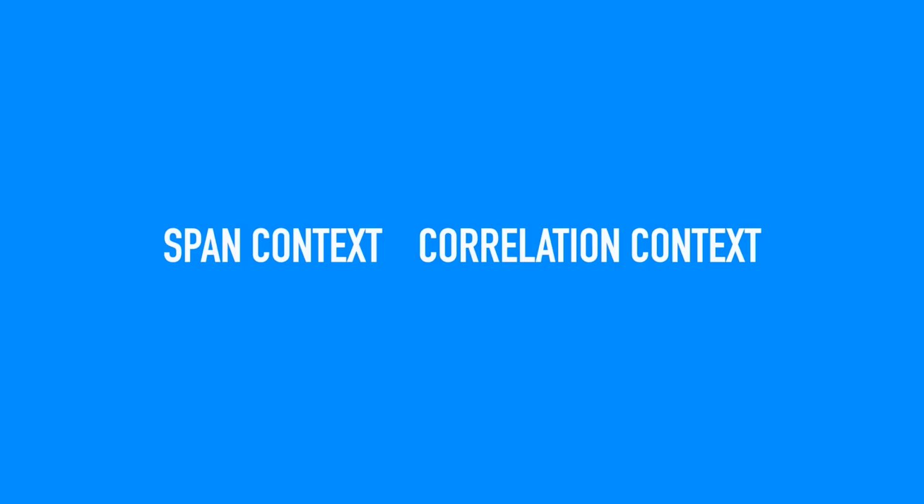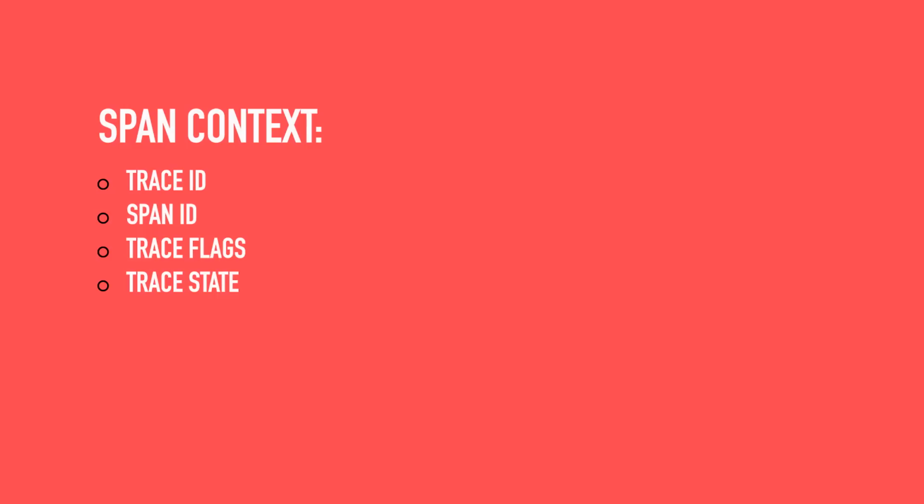Context is divided into two types: span context and correlation context. Span context represents the data required for moving trace information across boundaries. It contains the following metadata. We have a trace ID, a span ID, the trace flags, and the trace state of the span context.